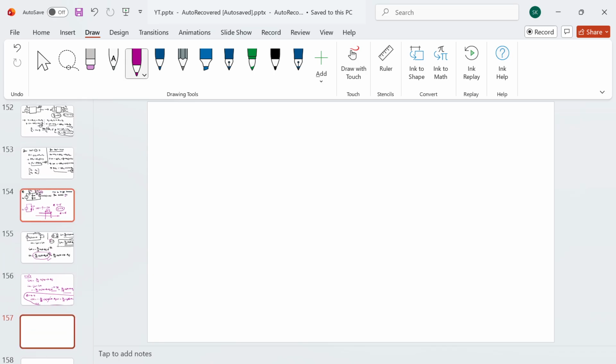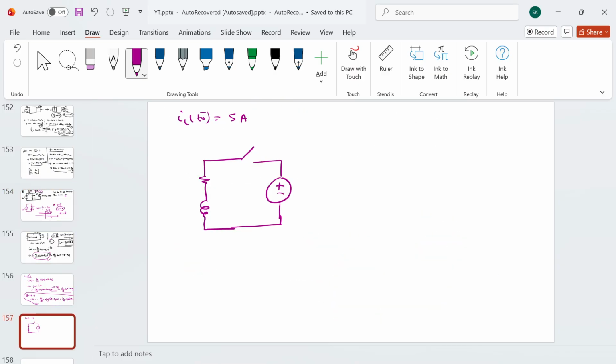Maybe I can explain it in another way. Here, my initial inductor current at t naught is 5 ampere. Now this is my resistance, inductor, switch. This is my voltage source. The voltage source is 10 sine t plus 30 degree, with 1 ohm only. You should close the switch at t equal to t naught.